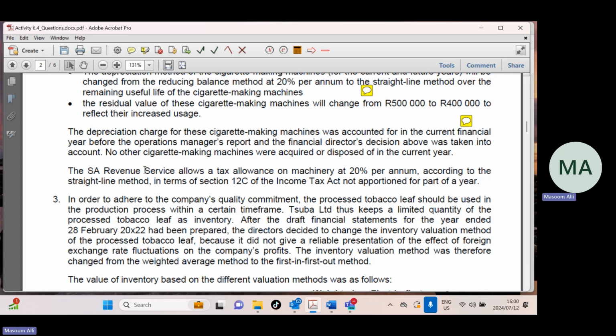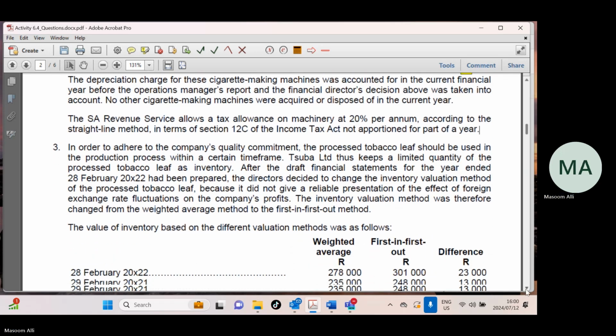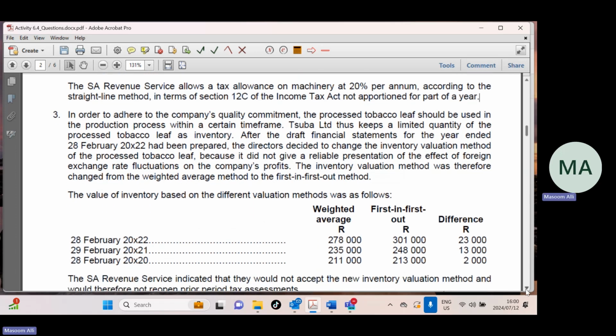The South African Revenue Service allows a tax allowance on machinery at 20% per annum, according to the straight line method in terms of Section 12C, and it's not apportioned for a part of the year. Okay, so that's basically giving us information as to how we will be calculating our wear and tear on the machine.